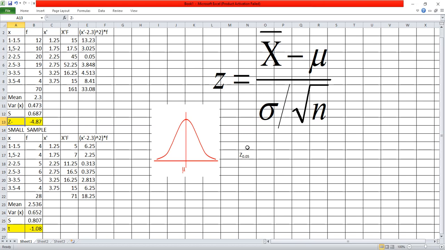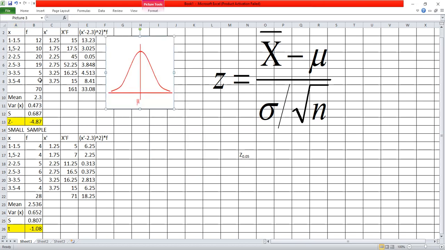Now let's go to small sample. Somebody else could have picked a small sample. It is the same thing. We have gotten our T, and you know how to get T? You just replace Z by T. I said you forget about the N minus 1. Just replace Z by T. You get T is minus 1.08.